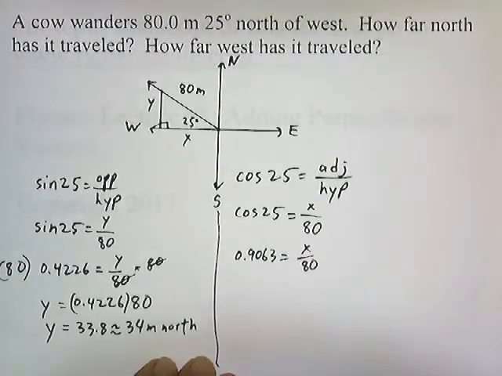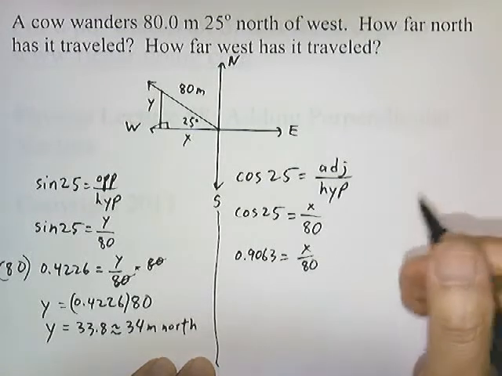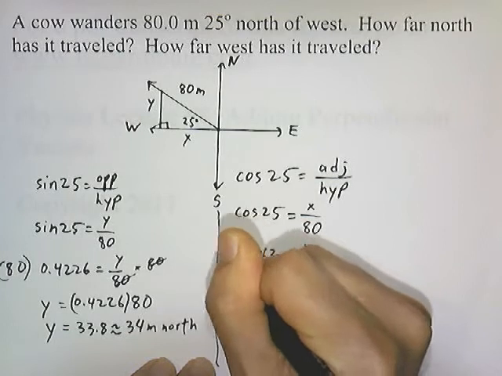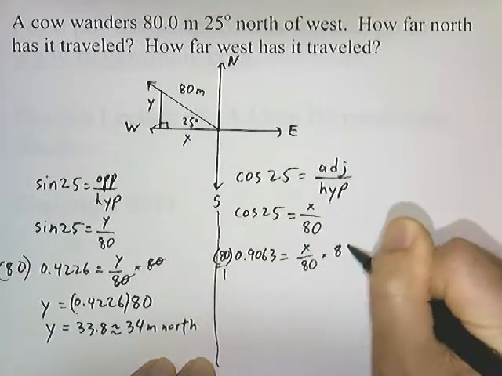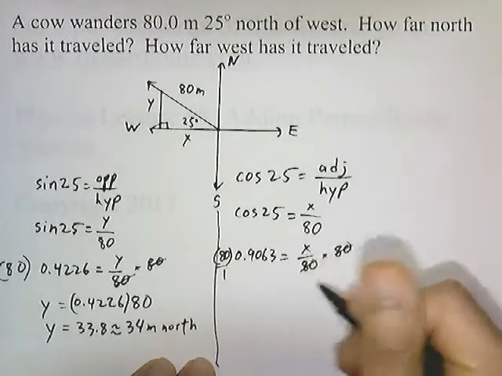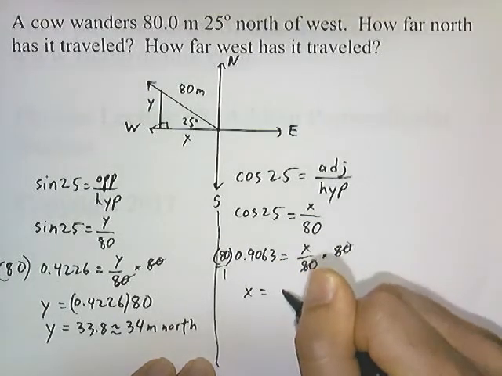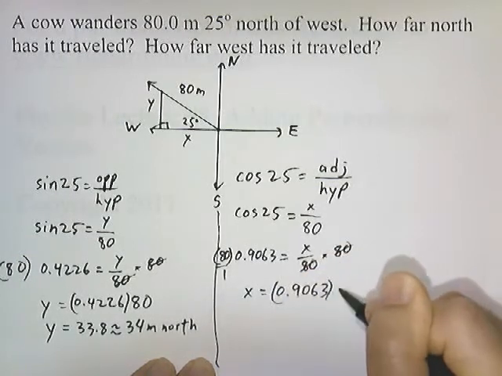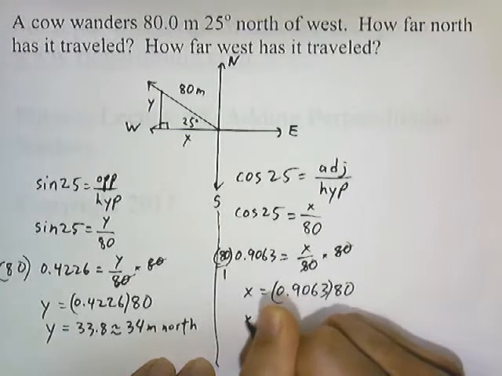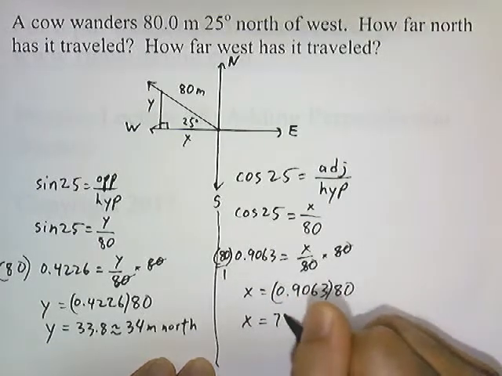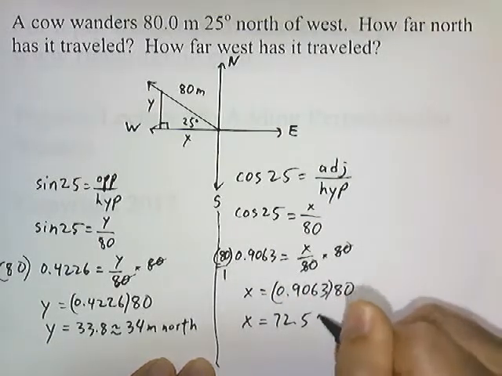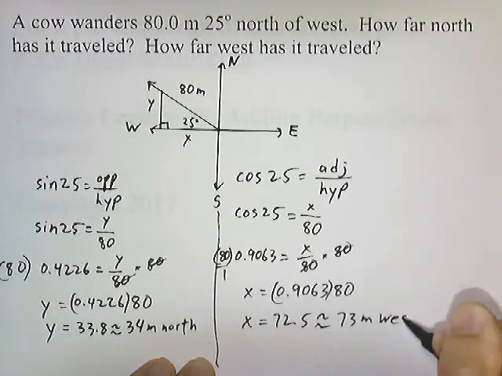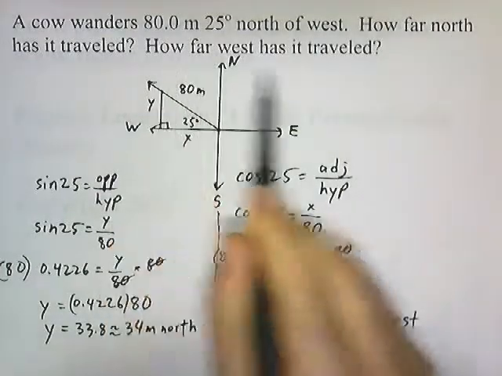I want to solve for x, so I'll multiply both sides by 80. So if you do that, and it's kind of hard to do here, 80 times 80, that will cancel. So x is going to be equal to 0.9063 times 80. X is going to be 72.5. That's pretty close to 73 meters west. So that's the second part of the answer. How far west has it traveled?